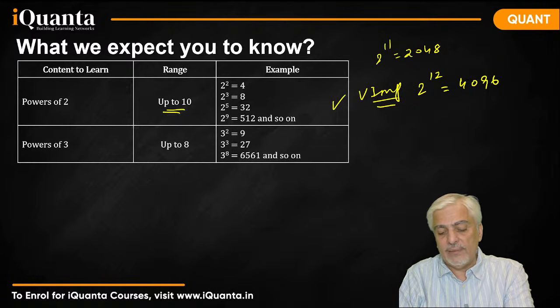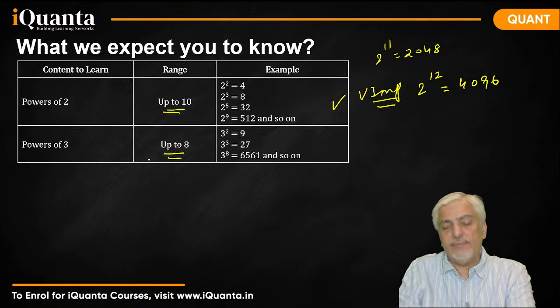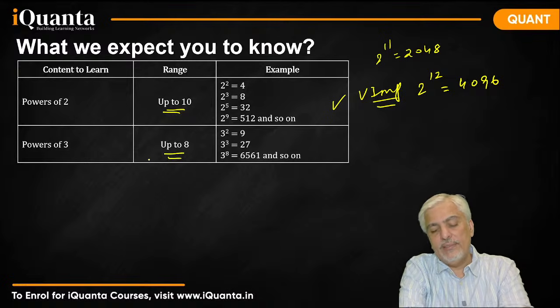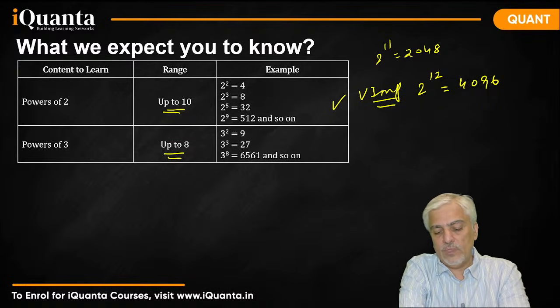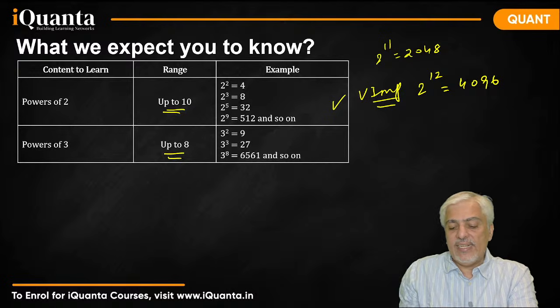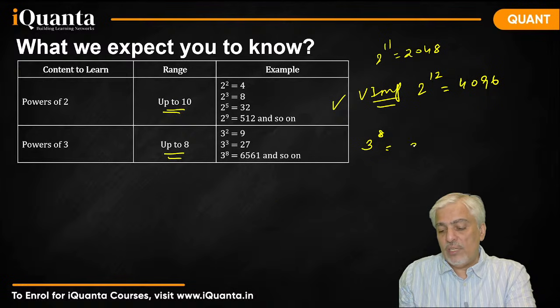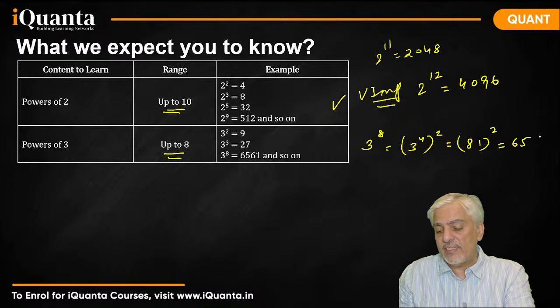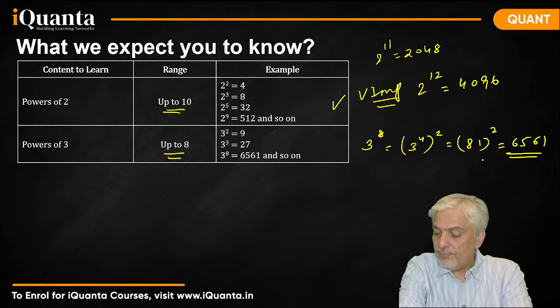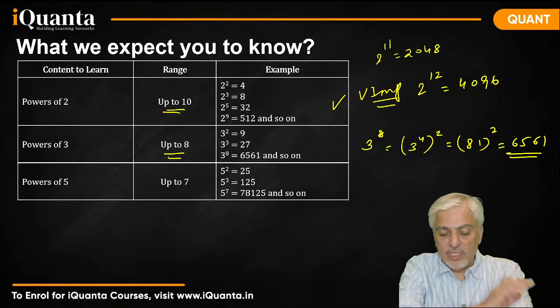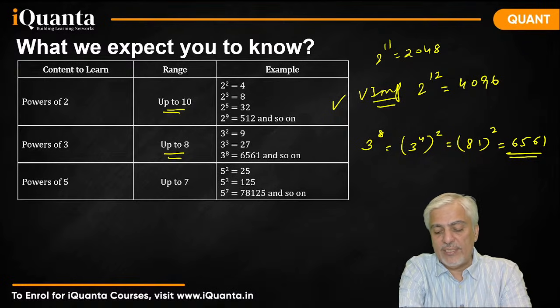Power of 3, up to 8. Okay, at least till 8. 3 raised to 8 is same as 3 raised to 4 ka square, which will become 81 ka square. 81 ka square is 6561. First page is just about what I expect you to know.